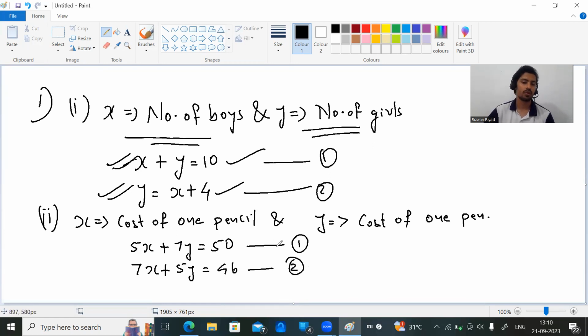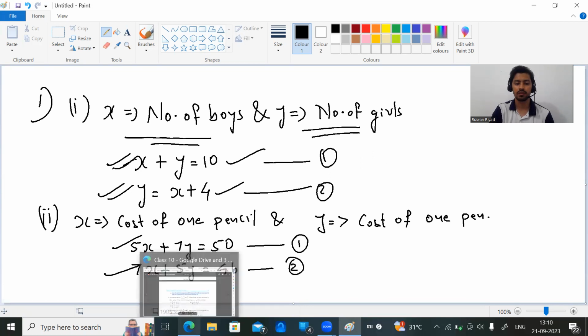Now you can apply the previous steps. Solve the graph of each equation. From here, put x equal to 0 first, you will get a y value. Then put y equal to 0, you will get the x value. You will get two points joined by a straight line. Do the same thing with the other equation also, and you will find one intersecting point. Find the coordinates of that point. The x coordinate of that point will be the cost of one pencil, and the y coordinate will be the cost of one pen. So all of you please try that.